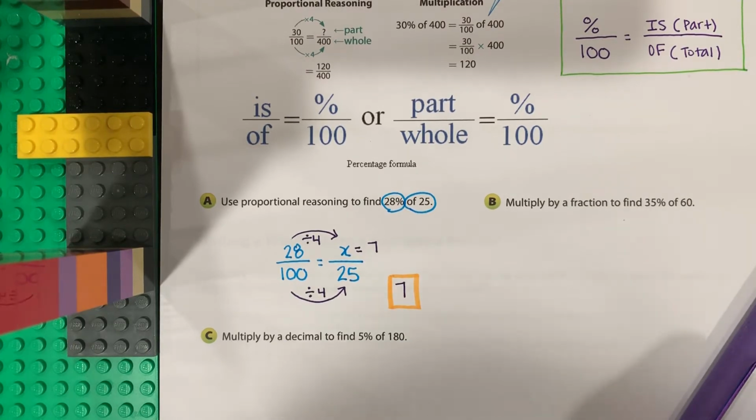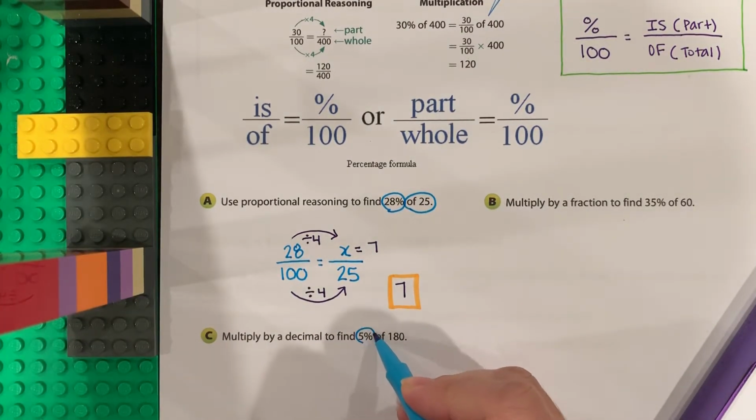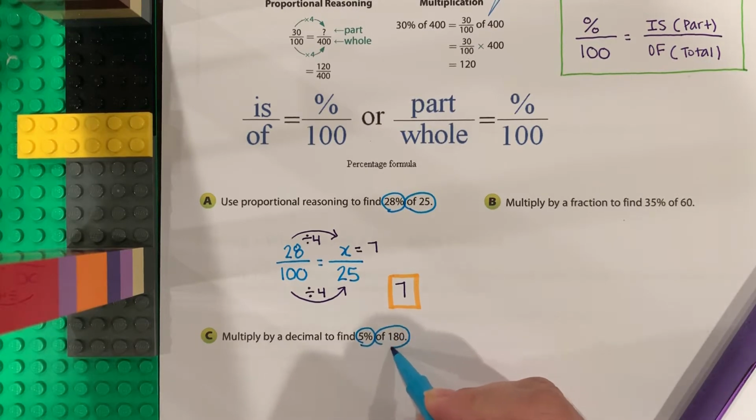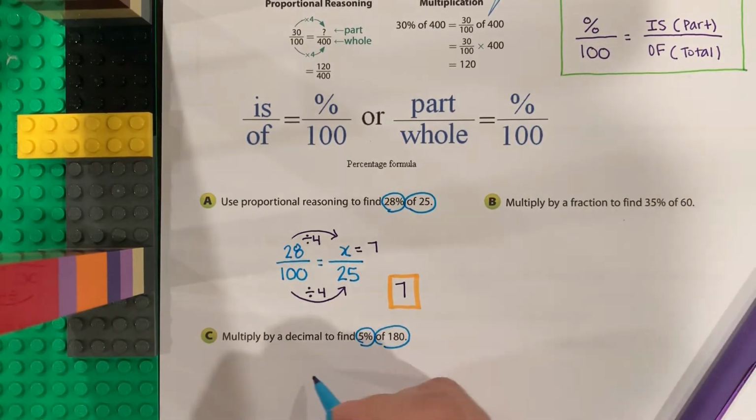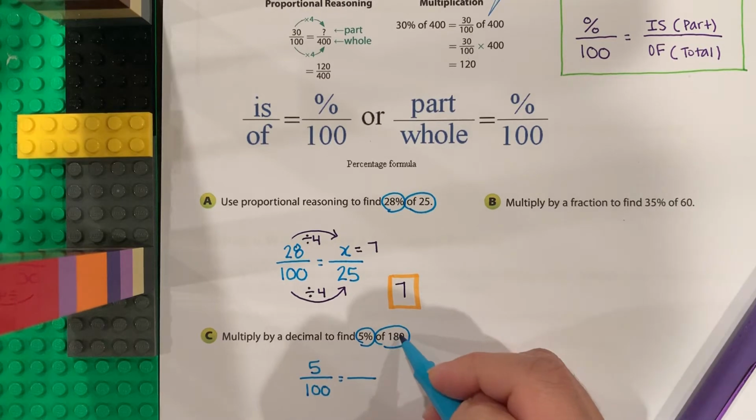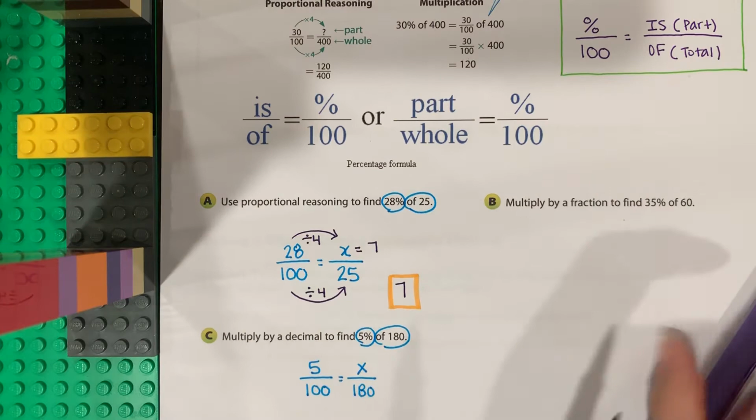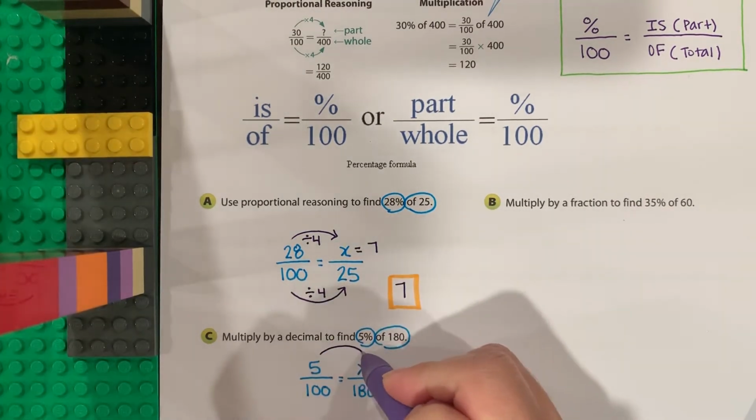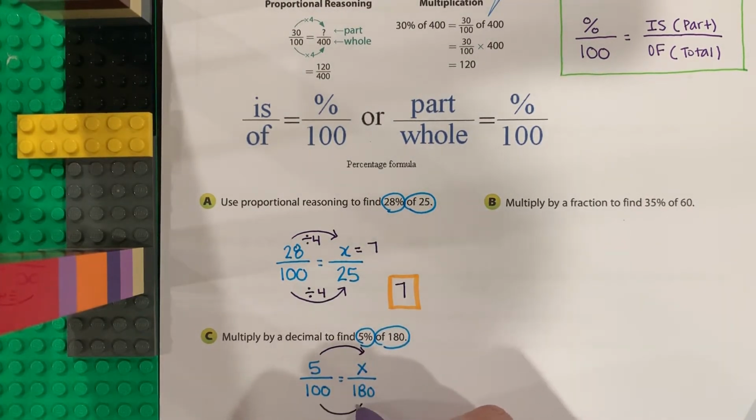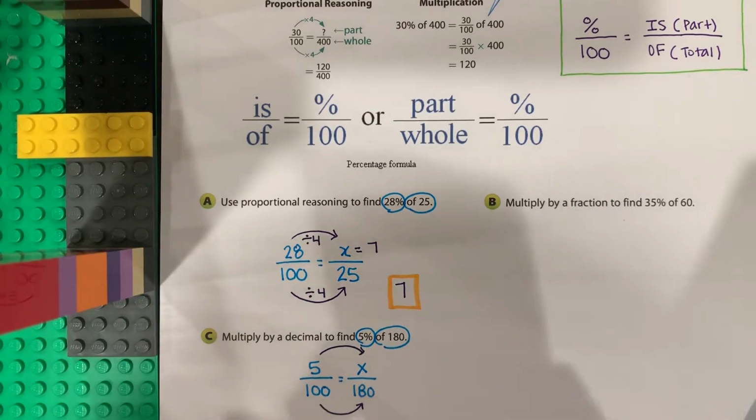I'm also going to do the one that's right below that. It says find 5% of 180. So again, 100% on the bottom. I have 5%, so 5 on top, of 180, 180 on the bottom, and then x is on top. Again, you're going to solve towards the variable. If you cannot figure out 100 times what is 180, you can do one of two things.